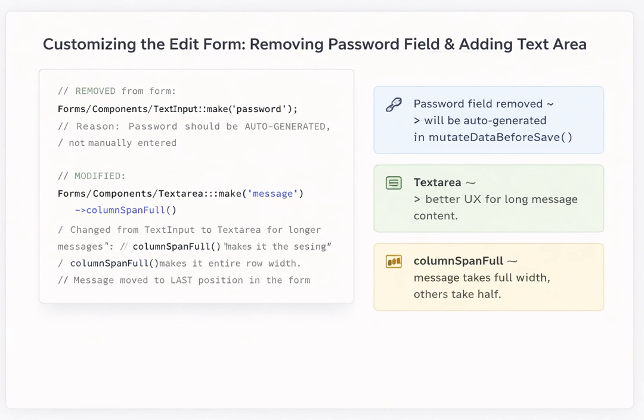Second, the message field is changed from a regular text input to a text area component. This makes more sense for longer messages that shop owners might write. The text area also gets a columnSpanFull property, which means it stretches across the full width of the form row, while other fields take up only half the width each. The message field is also moved to the last position in the form for better visual flow.